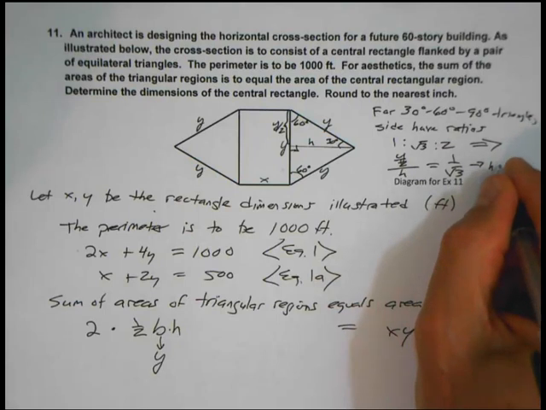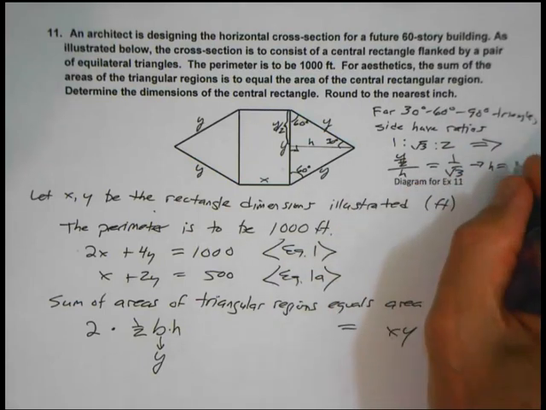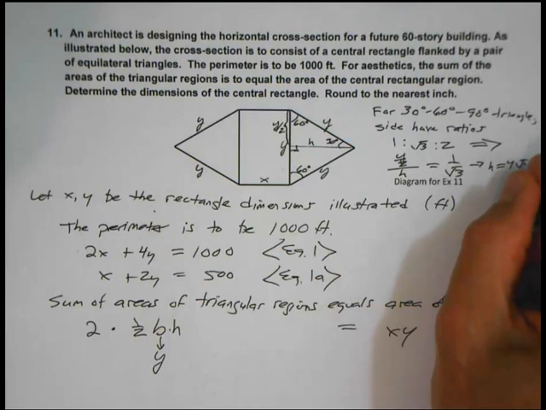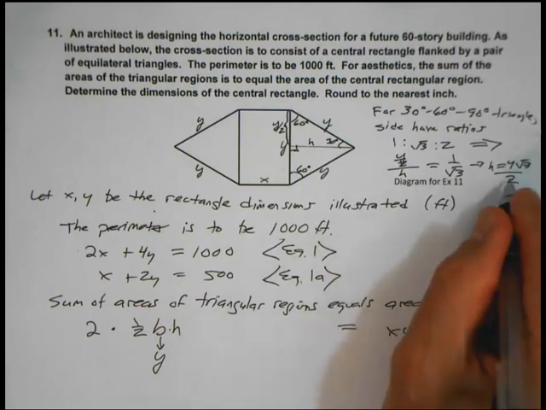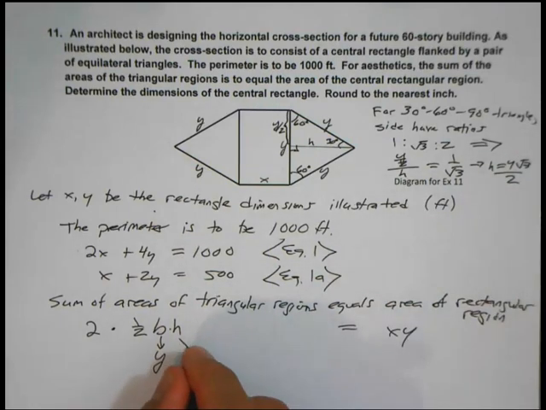H equals y square root of 3 over 2. Okay, well, this is nice. This gives us a much nicer expression for this h here. We need it in terms of y, so now we have it: y square root of 3 over 2.